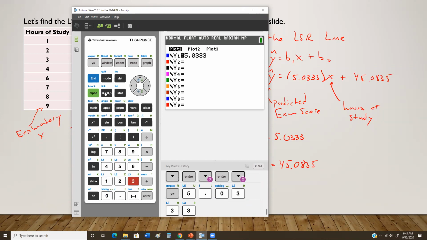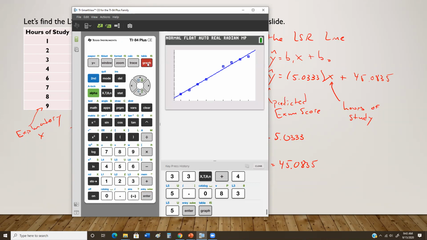Now to put the x variable in, on your graphing calculator, do you see this button right here? Okay, where my mouse is? It says X, comma, T, comma, theta, comma, n, right here. All right, press this button, and you'll notice it puts the variable in there for you. Plus 45.0835. And I'm just going to hit enter. And now I'm just going to press the graph button on my calculator. And how many people see this on their calculator right here? If you were following along.